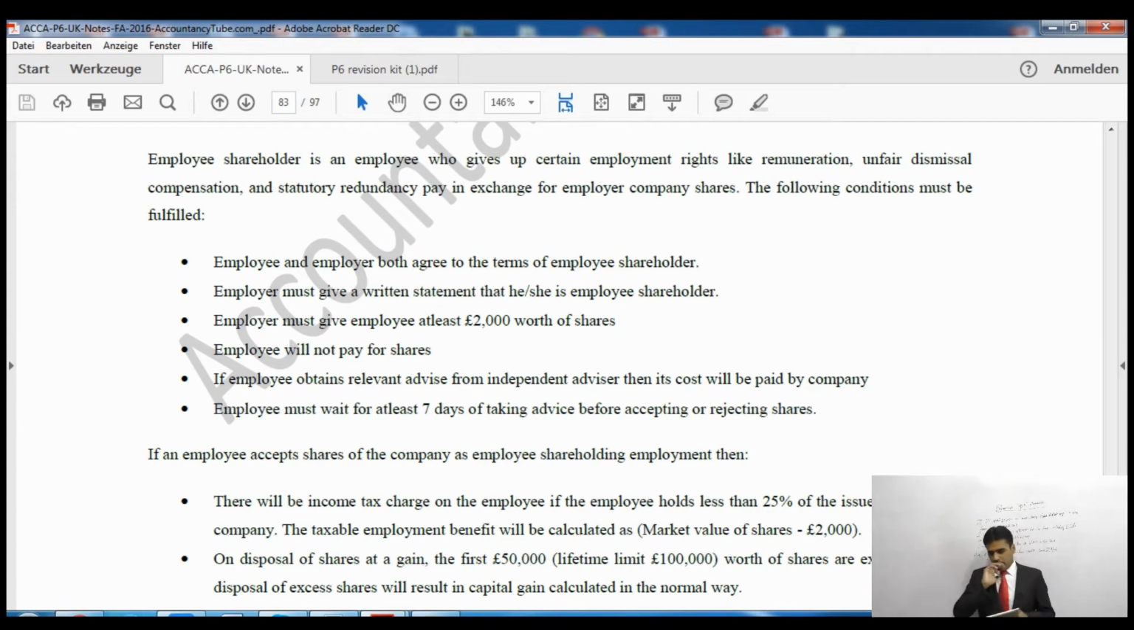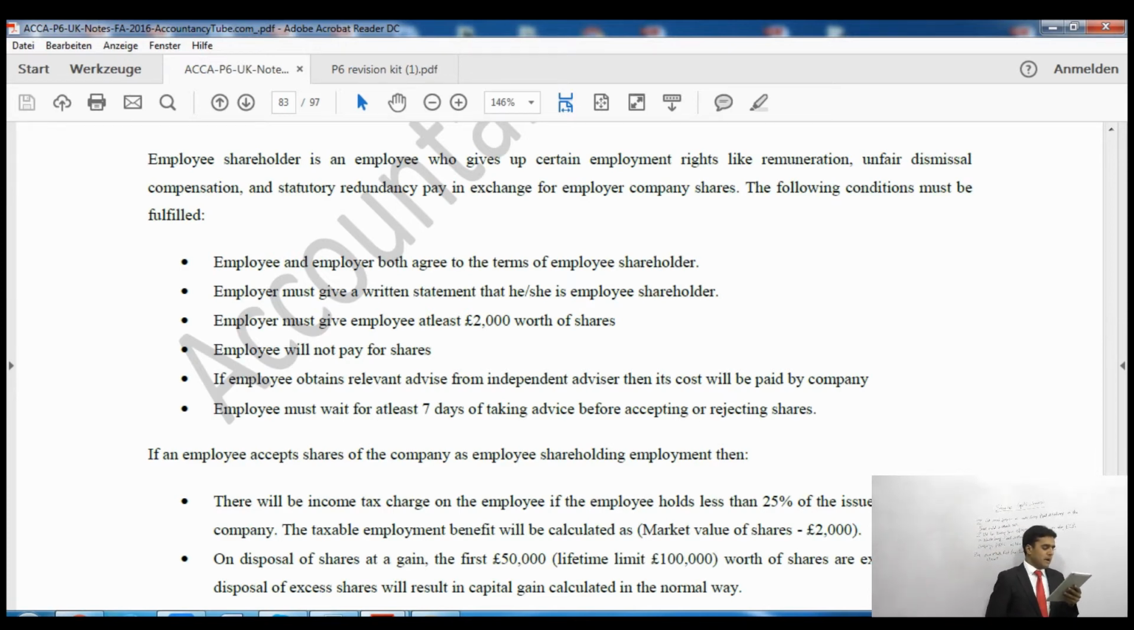Employer must give a written statement saying who is an employee shareholder. Employer must give a written statement so that HMRC knows and other parties know who are the people who are employee shareholders, because there will be lots of employees in the company. So in order to see which ones are employee shareholders, they will say Mr. Thomas is an employee shareholder, Mr. Faisal is also an employee shareholder, and like that. So they will have to tell which ones are the employee shareholders.